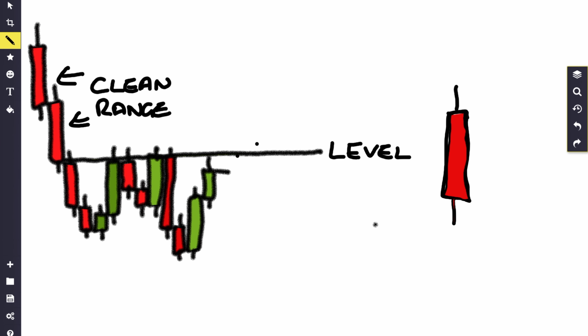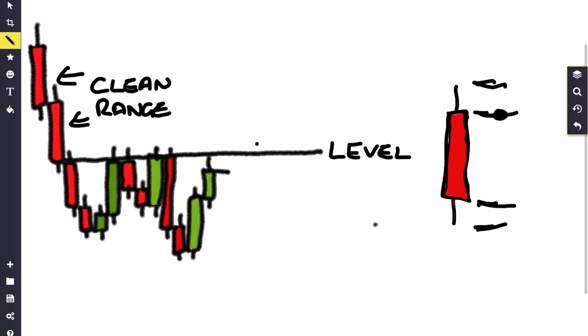If we look at this example here, to the right hand side we have a bearish candle. We have an open, at the top here the high, we have the close, and we have the lowest point. So the highest point, the lowest point, the open point, and the closing point.